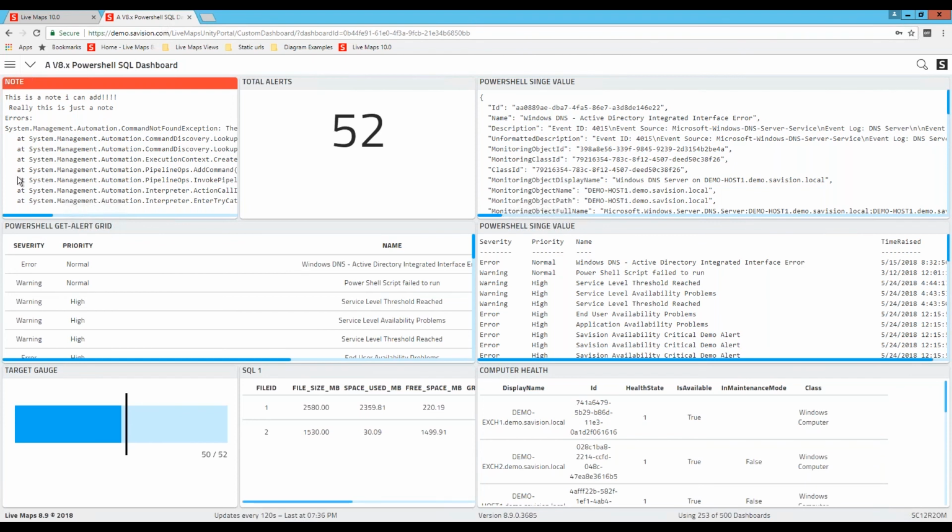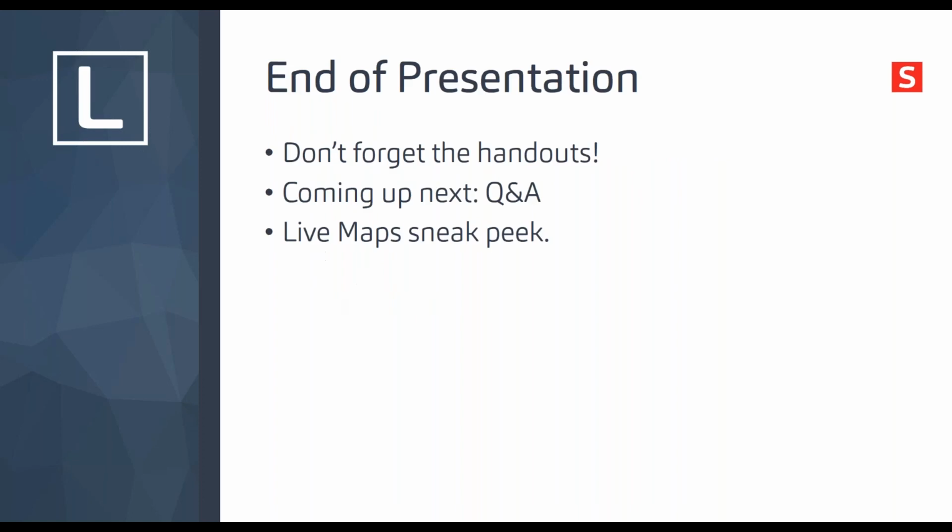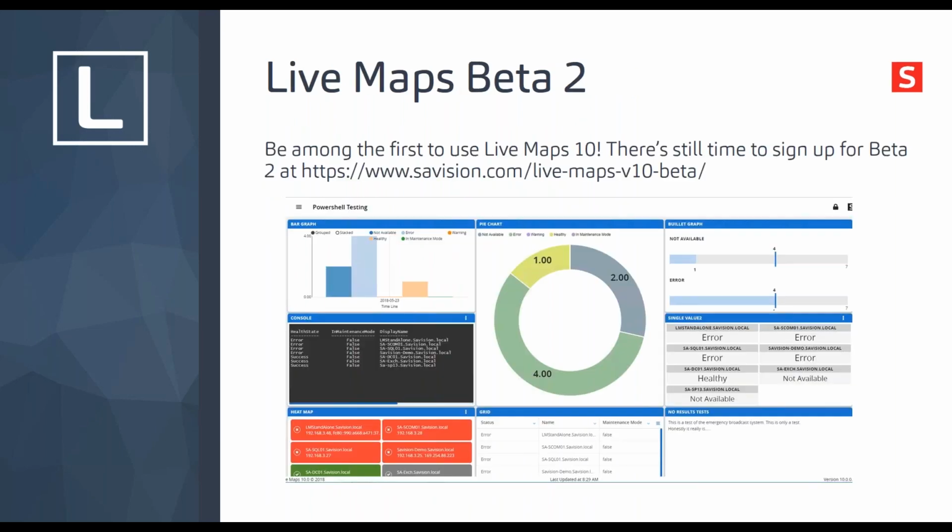So now we will go here. To recap summary dashboards, we kind of covered the heat map, alerts, performance, SQL and PowerShell. It's a quick way of showing you different parts of the widgets themselves and how they relate to the summary dashboard. So don't forget the handouts. Those are more related to V10, but go ahead and grab those. They're actually going to be part of the install for those people that are in beta. We'll do some question and answers here shortly.